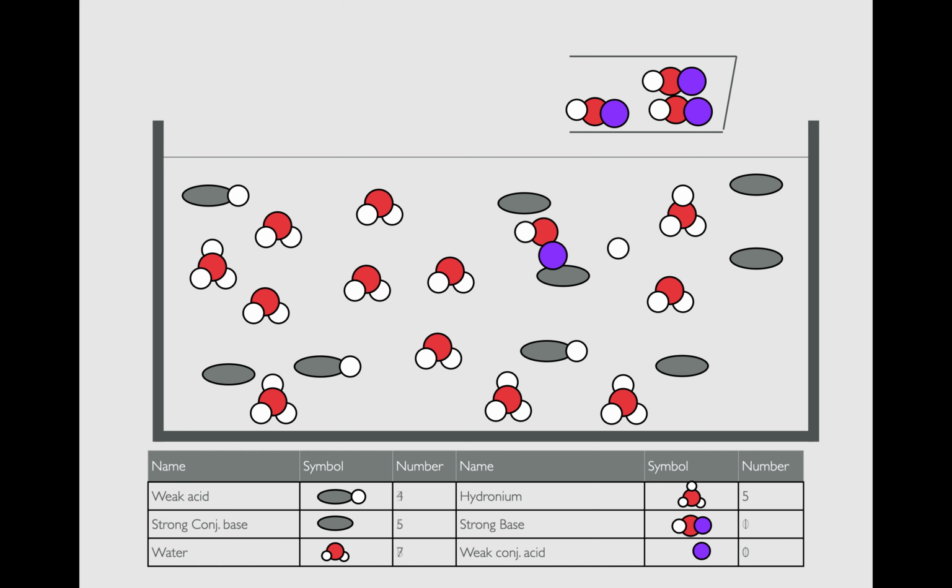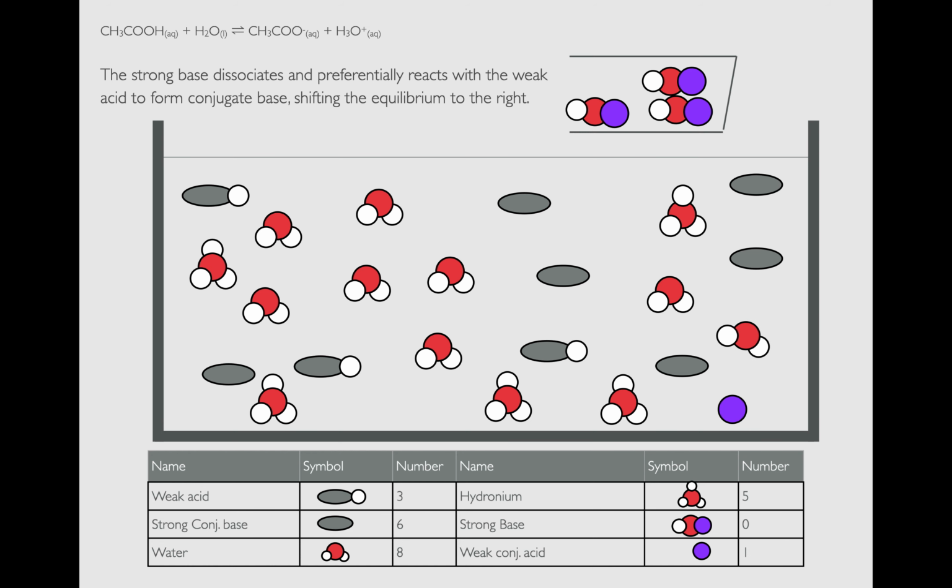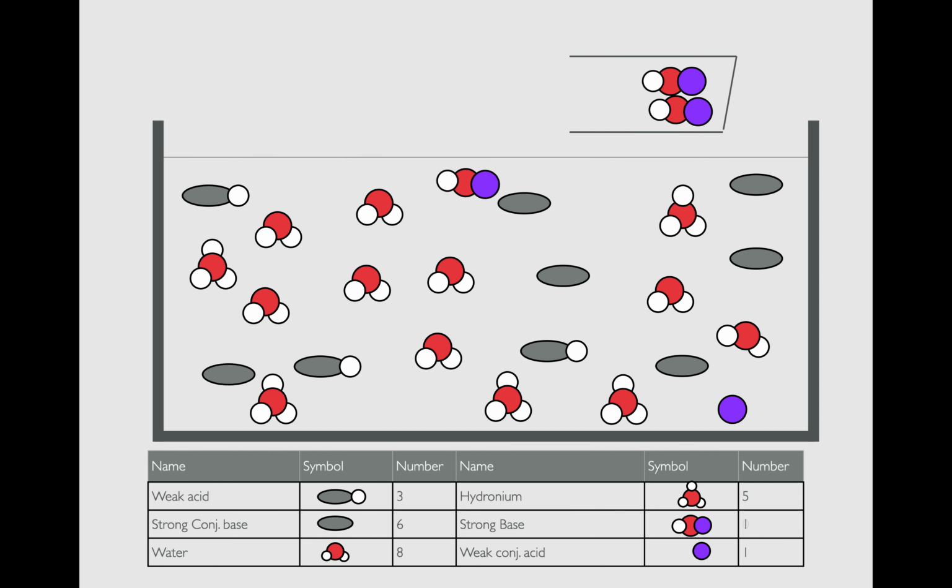Our hydroxide reacts with our acid and forms our conjugate base and water. So it doesn't shift, again, the number of hydroniums. Let's add some more in. It reacts with our acid to form the conjugate base and water.